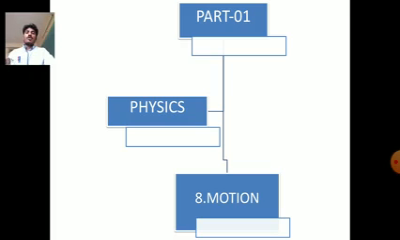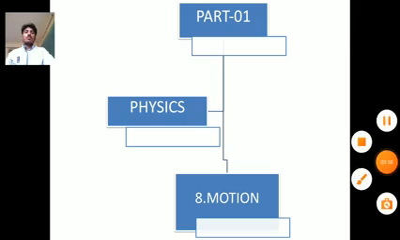And next we will move to physics. The major topic is motion. In this chapter, we learn how particles move, the description of motion, and motion along a straight line, the speed, the direction, and uniform motion and non-uniform motion.